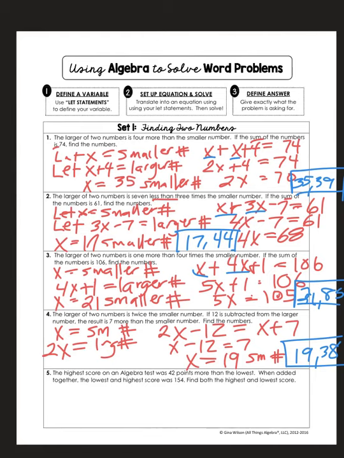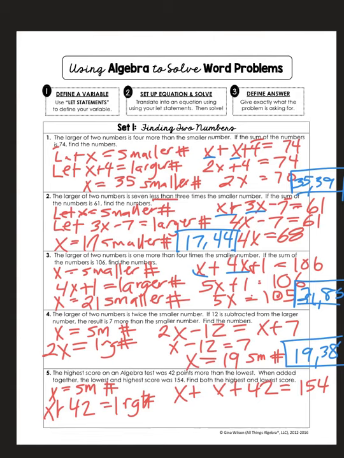Number 5. The highest score on an algebra test was 42 points more than the lowest. So we have x being the smallest. And then we have 42 points more than the lowest. Well, that's x plus 42. That's the large number. When added together, the lowest and highest score was 154. So we have x plus x plus 42 equals 154.